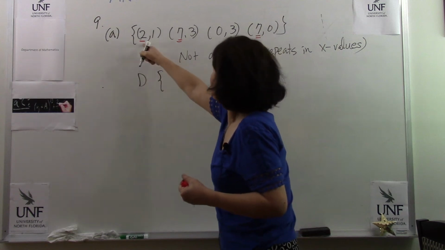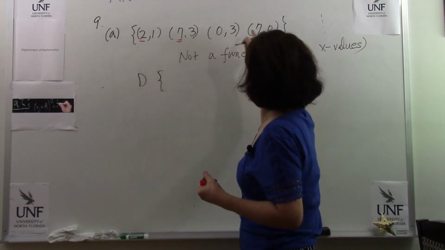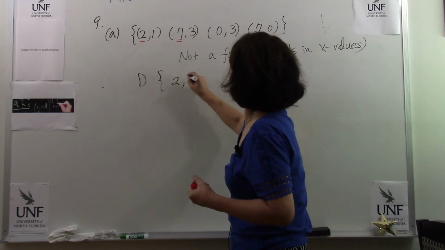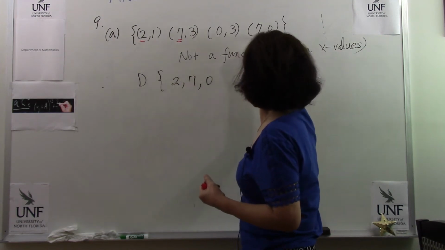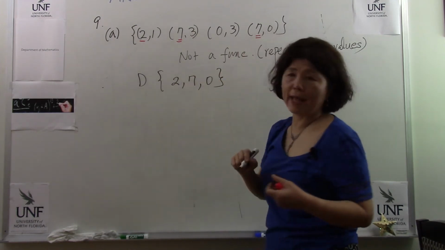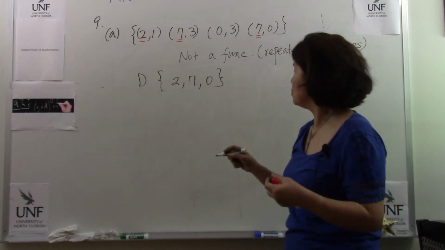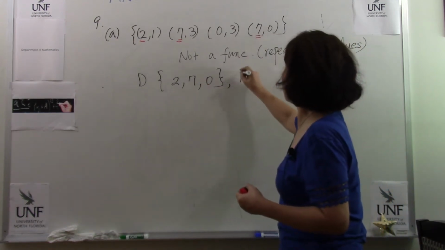Domain, just x values, so the first component. So 2, 7, 0, 7 again. No, you do not write that one. Okay, no duplicates. And what about range?